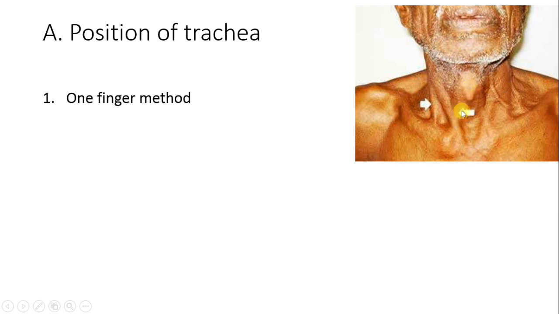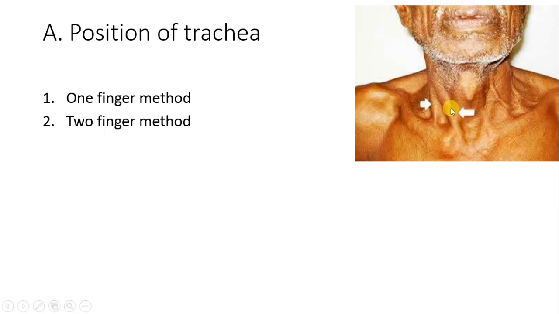In case of grossly deviated trachea, here you see a trail sign, prominence of the clavicular head of sternocleidomastoid. It is called trail sign. It indicates deviation of trachea. But by palpation, if we put one index finger in the suprasternal fossa and the trachea is deviated, then we cannot palpate the tracheal ring here. Another is the two-finger method. In the two-finger method, the index finger and middle finger are used.